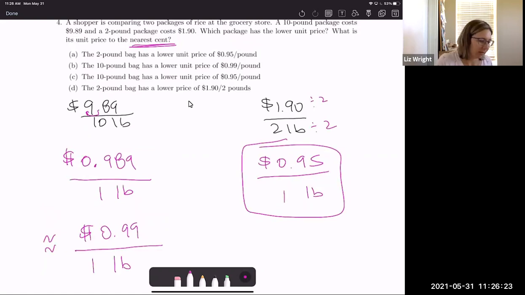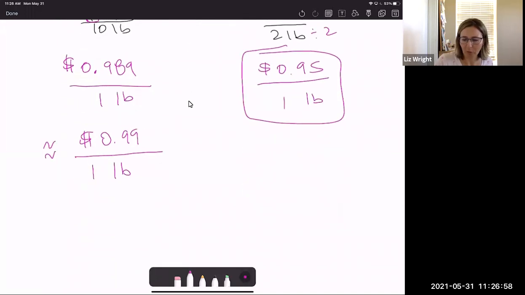And let's see which one of these letters is going to be correct. It says a 2-pound bag has a lower unit price of 95 cents per pound. Well, that's true. Let's see if there's any others that are true. The 10-pound bag has a lower unit price. That's wrong. The 2-pound bag has a lower unit price of $1.90 per 2 pounds. Well, that's not the unit price. That's the actual price, but that's not the unit price. So that one doesn't work either. So our only answer is letter A, that the 2-pound bag surprisingly has the lower unit price.